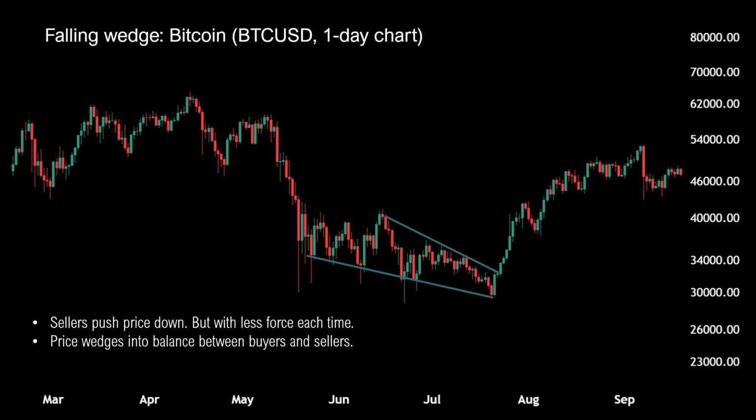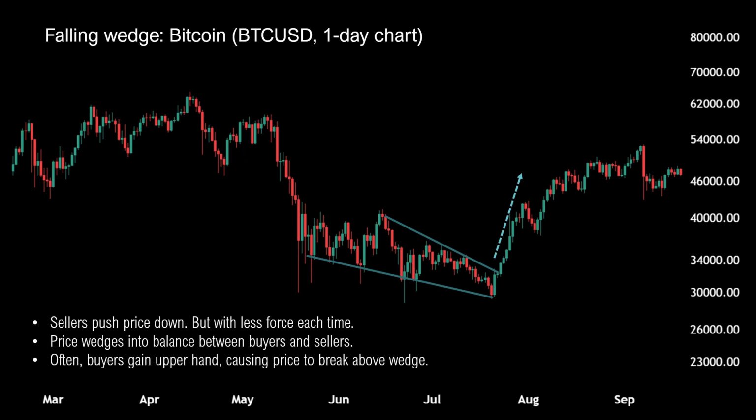As often happens with falling wedge patterns, sellers get exhausted, and at some point, all the sellers who would have sold have already sold. And at that point, buyers gain the upper hand, and this causes the price to break above the wedge.